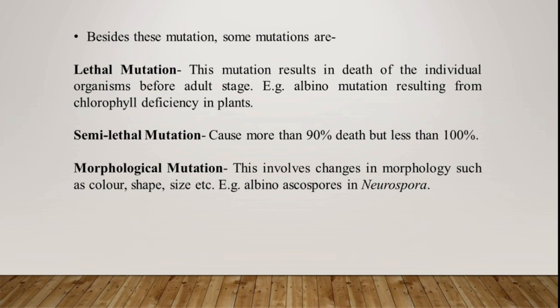And next is semi-lethal mutation. In this case, the mutation causes more than 90% of death, but less than 100%. And next is morphological mutation. This involves changes in morphology such as color, shape, size, etc. An example of this mutation is albino ascospores in Neurospora.